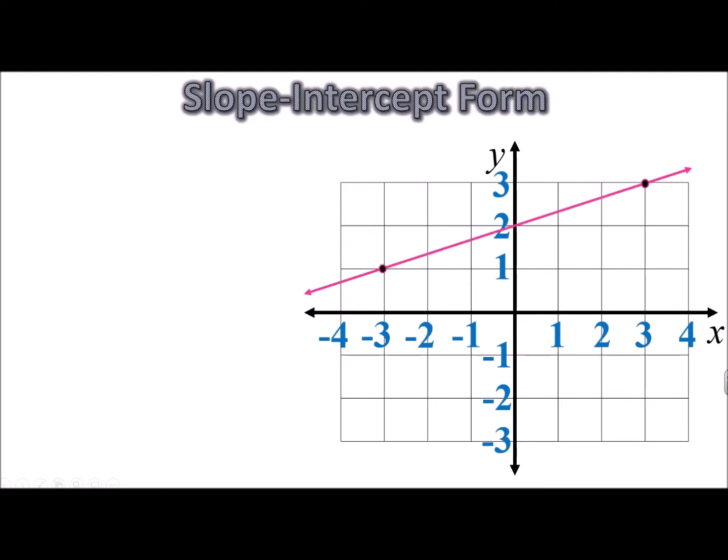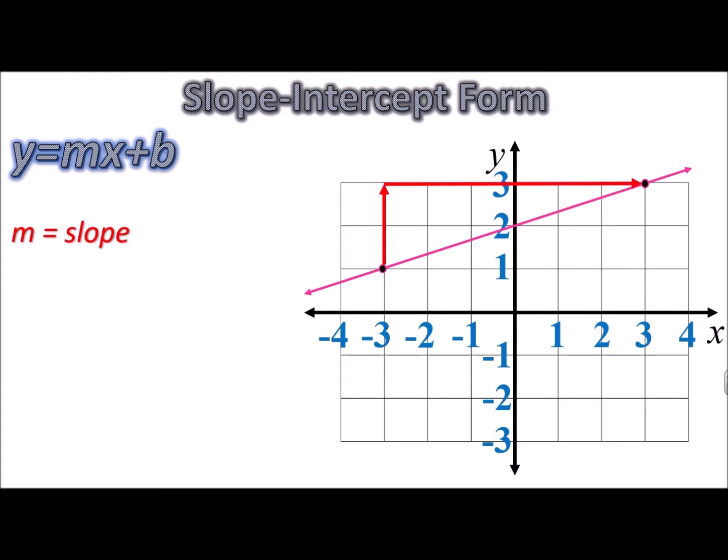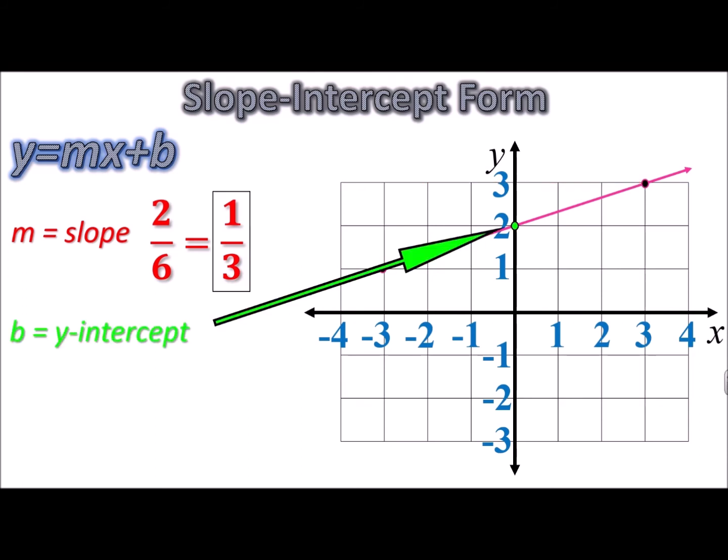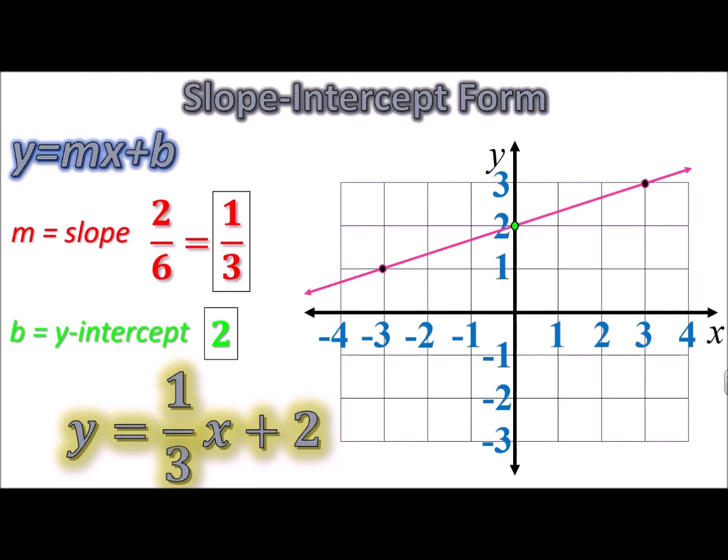If we're given a line and we're asked to find the equation for that line, we can use the slope-intercept form y equals mx plus b. M is the slope, and we can find the slope here by counting the rise up 2 and the run over 6. Remember, we want to reduce that to 1/3. And the second part of that is the y-intercept b. B is the point where the line crosses the y-axis. In this case, it's crossing at 2. And we fill both of these things in, so we have y equals 1/3 x plus 2.